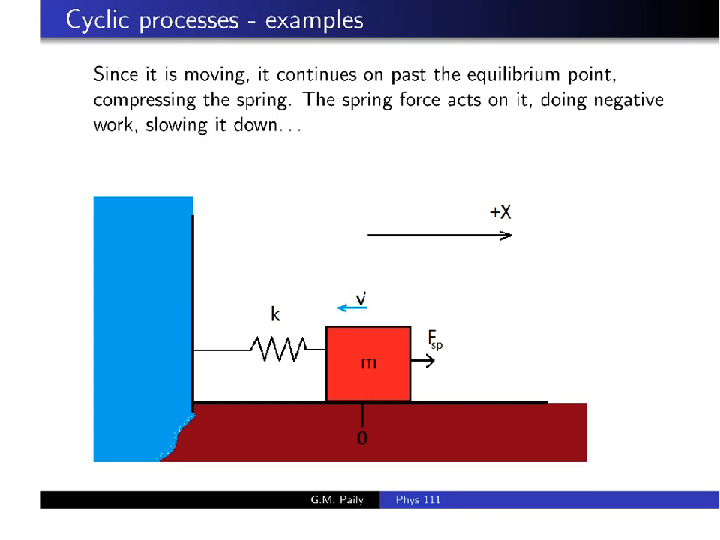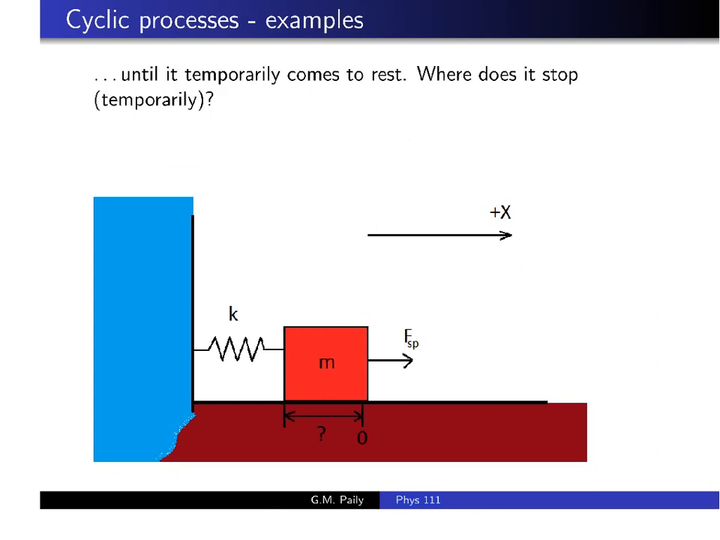And now what's happening? It's still moving to the left, but the spring has started to get compressed, so it exerts a force on the block to the right. So now the force and the velocity point in opposite directions, and because there's a 180-degree angle between them, the spring force is doing negative work on the block. Since it's doing negative work, it is robbing the block of kinetic energy. So the block is slowing down until eventually it comes to a stop.